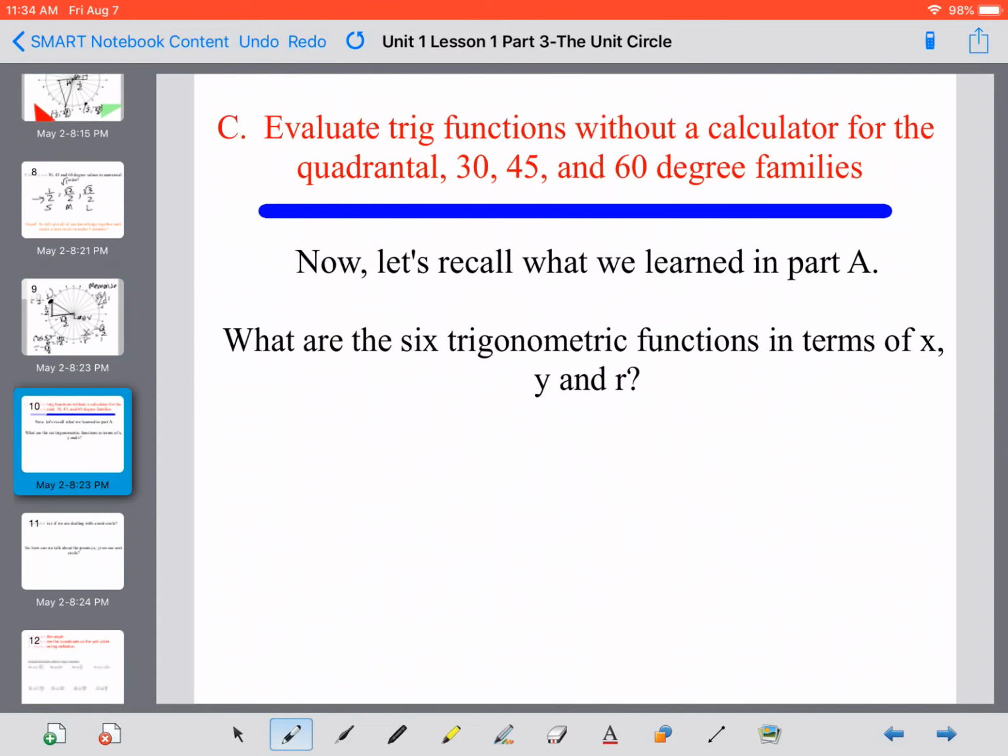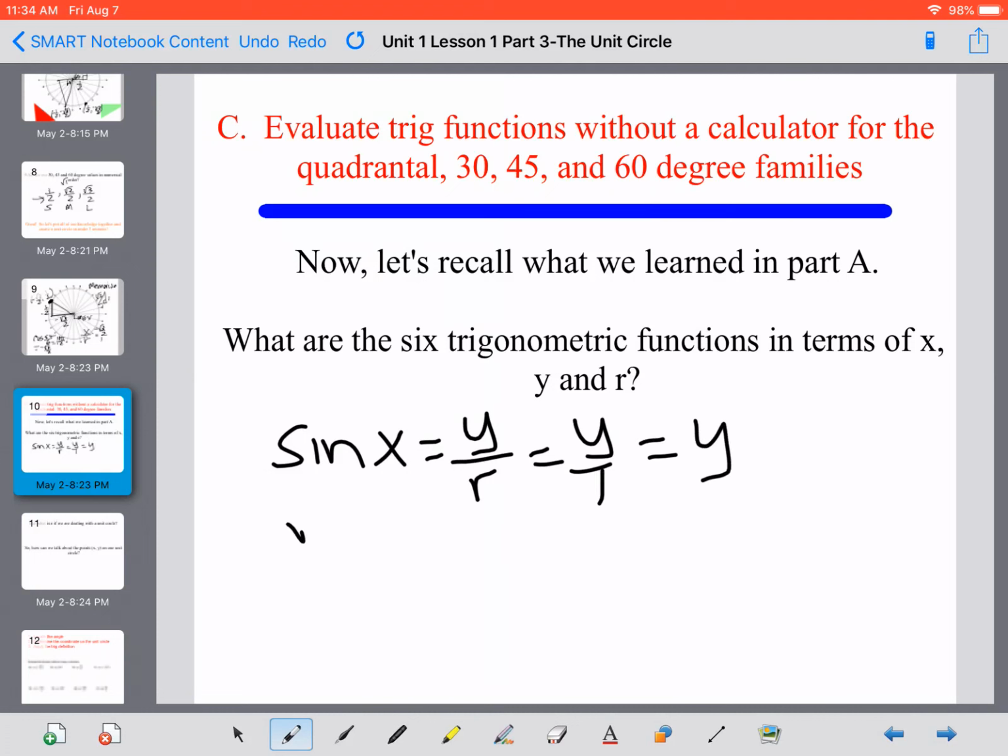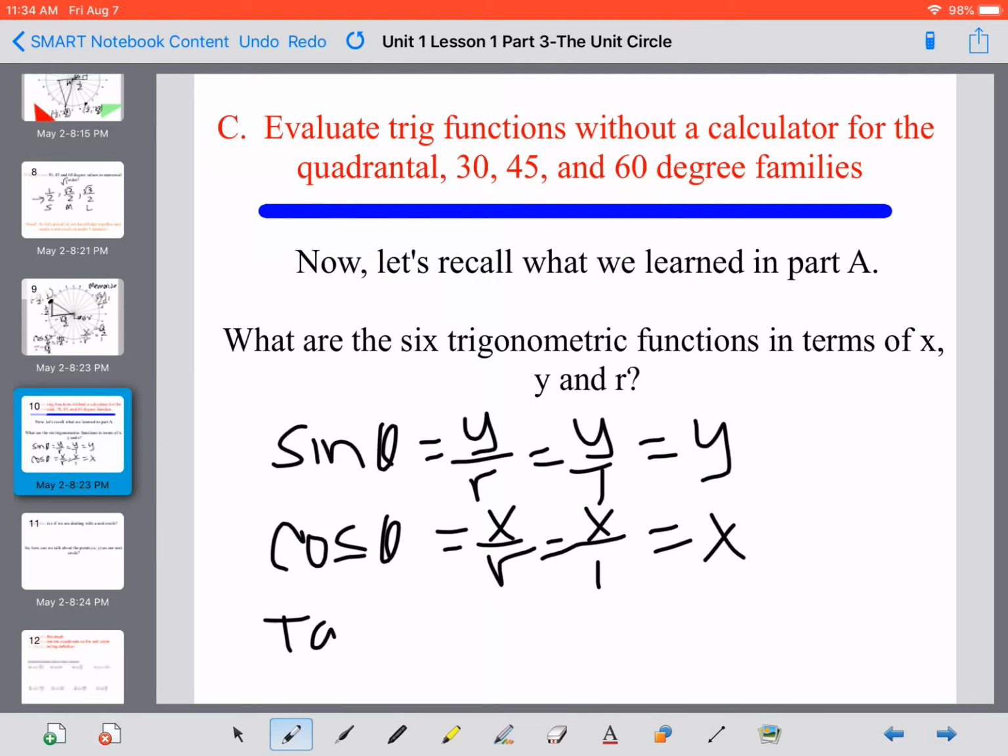All right, so let's just recall. We know that the sine of an angle is equal to y over r, where r is 1, so it's just the y coordinate. We know that the cosine of an angle... you know what? Let me change those to thetas so that doesn't make it confusing. Let's call these thetas. Your cosine of theta is equal to x over r. Your r is 1, so it's just the x coordinate. Your tangent is going to be y over x, and then our reciprocal values would just be those reciprocals.